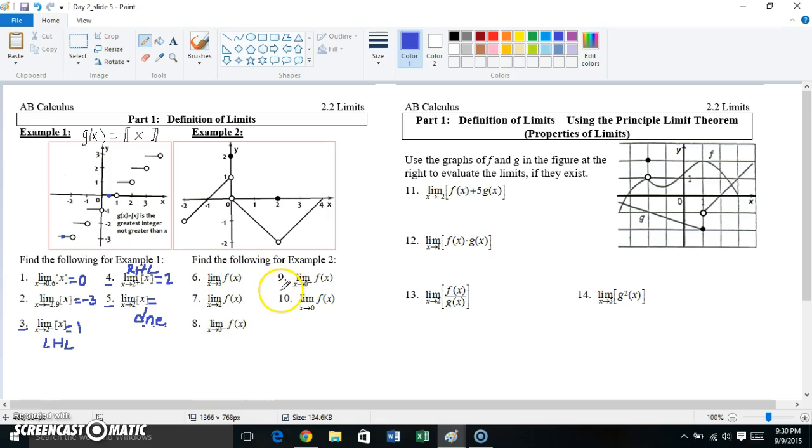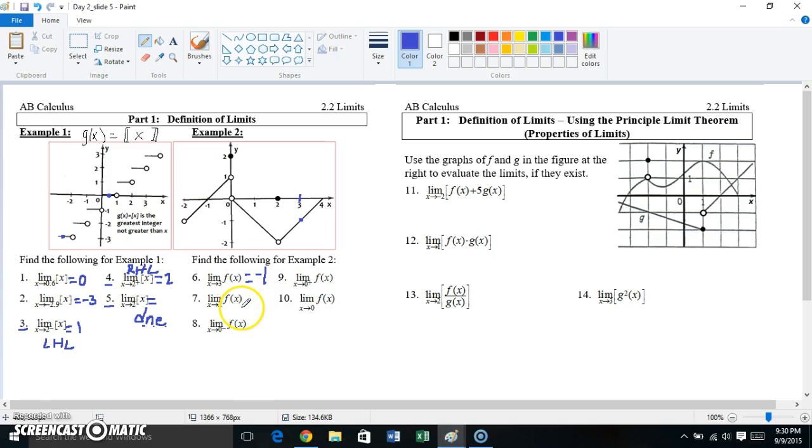All right, questions 6 through 10. Looking at this new graph. The limit as x approaches 3, here's 3, from the left and from the right, looks like we approach a y value of negative 1.